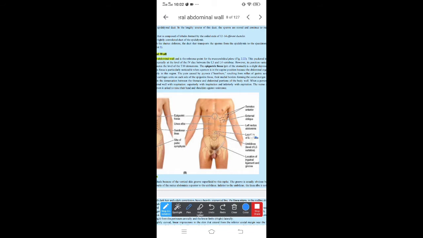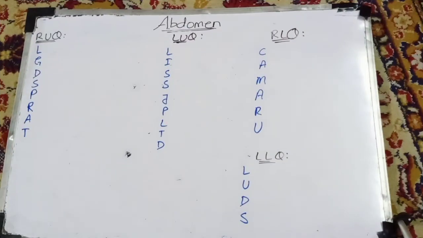Okay, the umbilicus lies at the level of L3, basically between the L3 and L4 vertebrae, and this is the inguinal region. Now let's talk about the four quadrants that you have seen in the diagram.